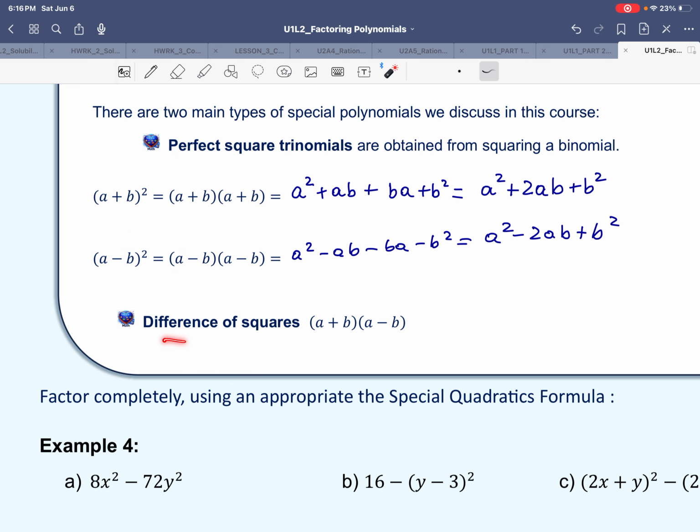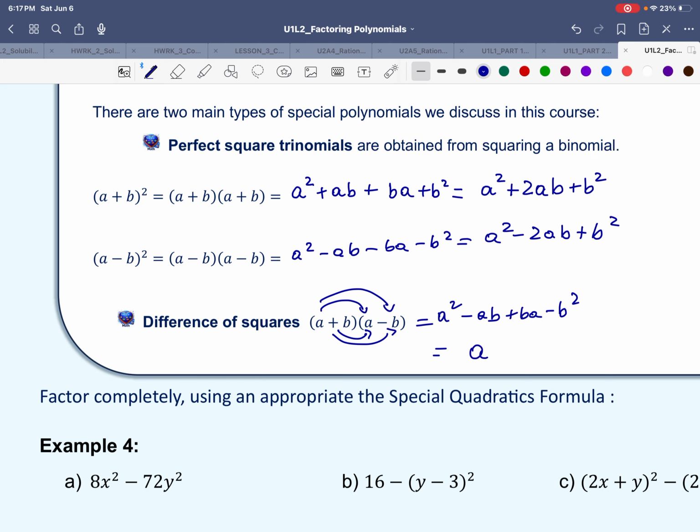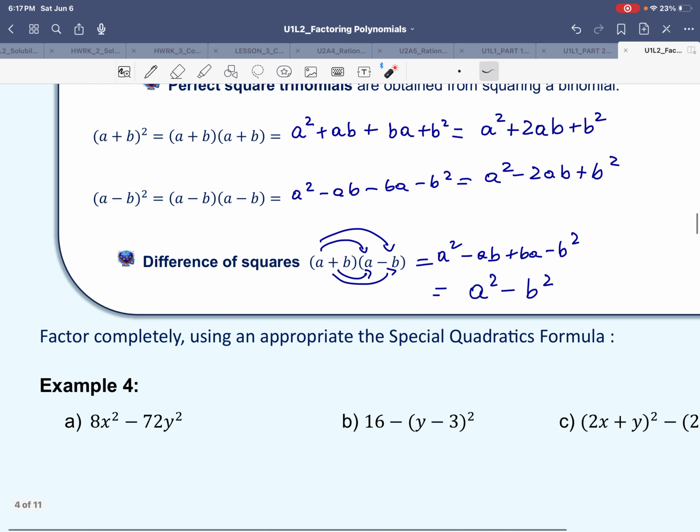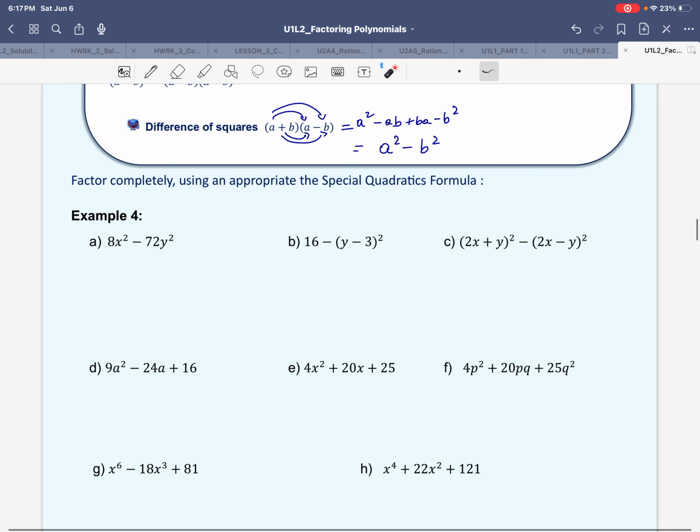Now, the last special expression or special polynomial is the one that comes from multiplication of a plus b with a minus b, which we just mentioned in the previous example. So here we have a squared, then minus ab, then plus ba, and then minus b squared. That would be equal to a squared minus b squared. We call this the difference of squares. So remember, perfect square trinomials, difference of squares. The name is in the meaning of it, the difference of two square terms. We're going to look at various examples and try to factor together.